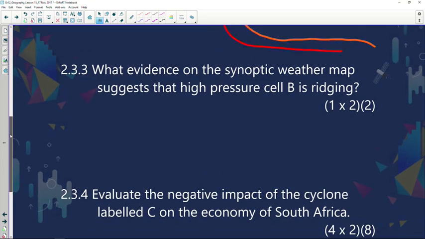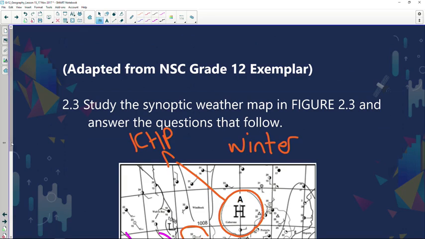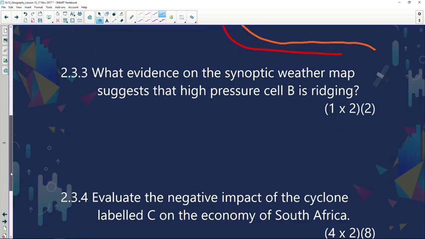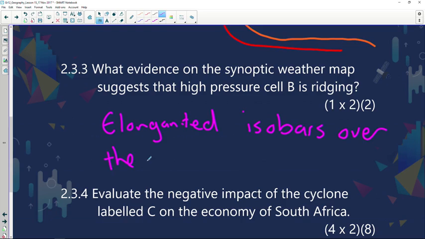Okay, if you look at our next question, 2.3.3: what evidence on the synoptic weather map suggests that high pressure cell B is ridging? When we discussed the synoptic chart, elongated isobars, as you can see, this high pressure system is ridging in over the west coast of southern Africa. So, right there, elongated isobars over the west coast.